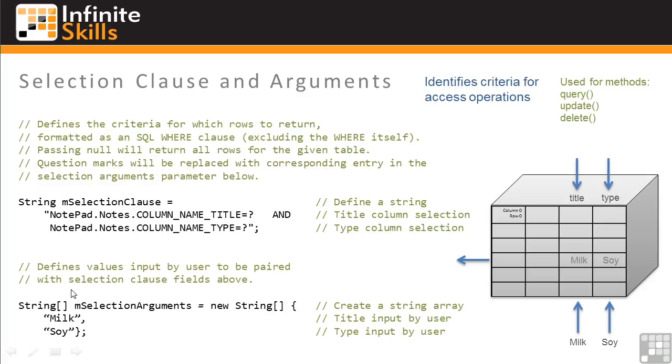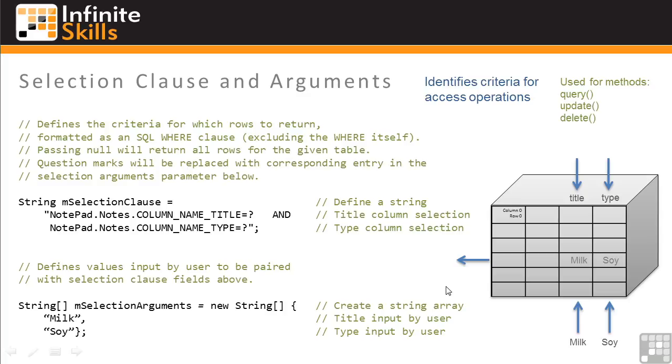And we can include optional designations for arguments for matching specific values. It's done by including question marks, as you see here. These question marks are matched up with the corresponding parameter in the argument string. The matching is done based on the order of the values. So, for example, title is our first column, and it's matched with the first argument, milk. And type is matched with the second argument, soy. So, rows will be selected that have a title of milk and a type of soy.